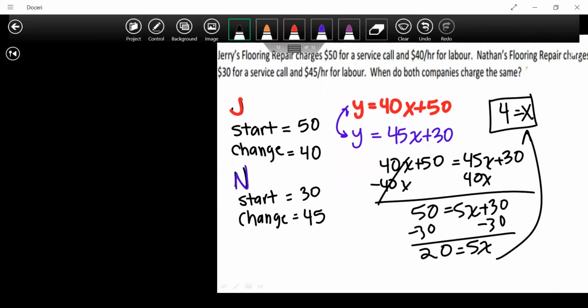So after how many hours are they both equal? 4. Who's cheaper to start out with? Nathan's. If it's more than a 4-hour job, who would you better go with? Jerry. If it's before a 4-hour job? Nathan's. You guys are getting it.